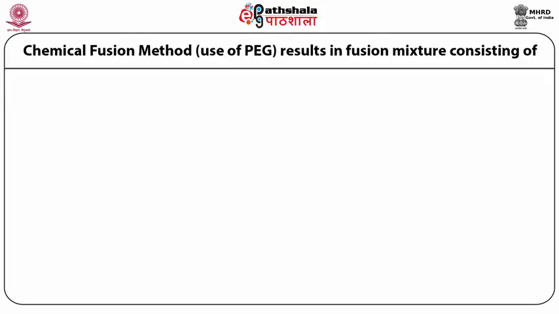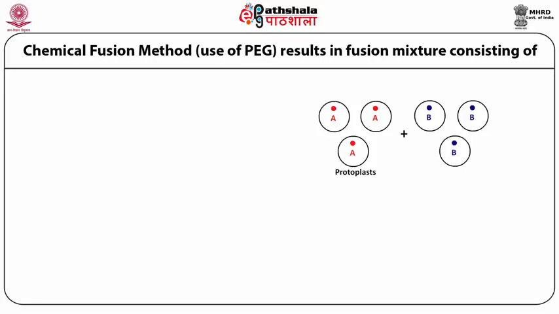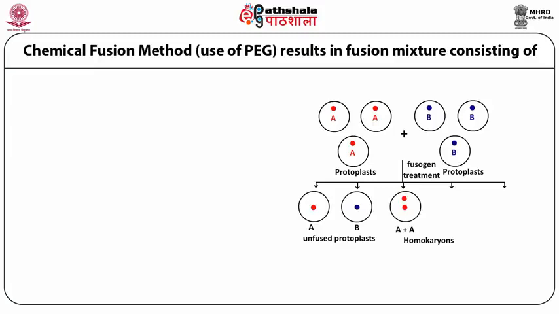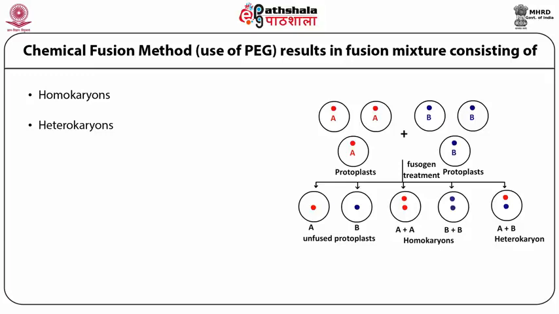In case of the chemical fusion method, if you look at this figure, you have two kinds of protoplasts. I'm just showing one with red chromosomes and the other one with blue chromosomes. So you will get fusion of both reds, both blues, or you will have one red, one blue. And you will also have protoplasts which don't divide. So you have undivided protoplasts, you have homokaryons, that is the two similar kinds of protoplasts fuse, and you have heterokaryons where both different kinds of protoplasts are fused.